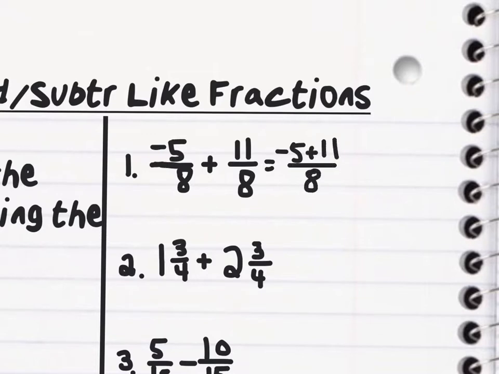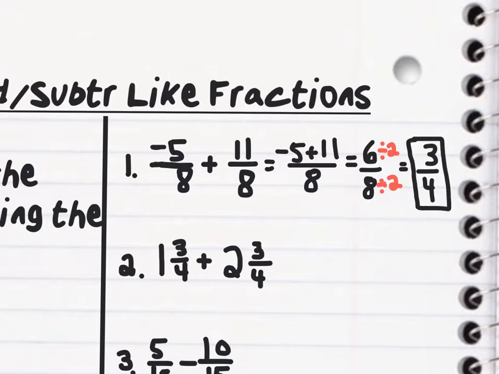Now -5 plus 11, because they're different signs, we subtract and we take the sign of the bigger number, so it's 6. So it's 6/8, and then we simplify. So here, both of these are divisible by 2. So then once we simplify it, our final answer is going to be 3/4. Okay, now box your answer.